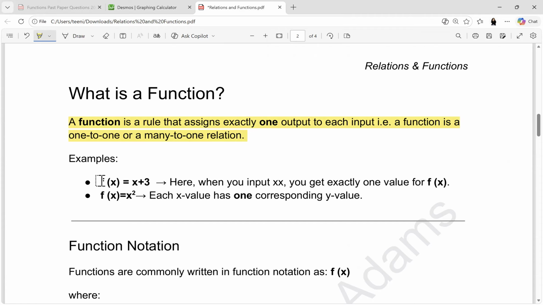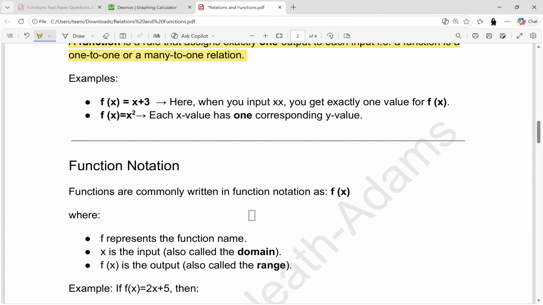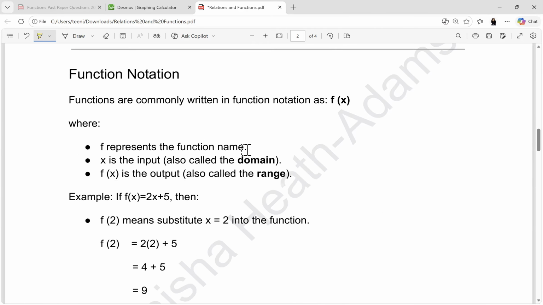Examples. For f of x is equal to x plus 3, here, when you input x, you get exactly one value for f of x, right? Because this is a linear function. It's a linear function because the highest power of x is 1, right? So in a function, when the highest power of x is 1, it's a linear function. And that is so for any graph or equation, right? Once the highest power is 1, it's linear. If the highest power is 2, it's a quadratic. And it's also a function, except it's a many-to-one function. Okay, so functions are commonly written in function notation.